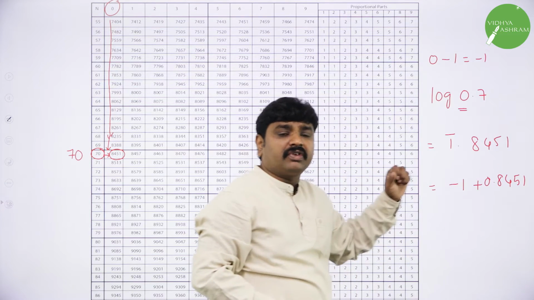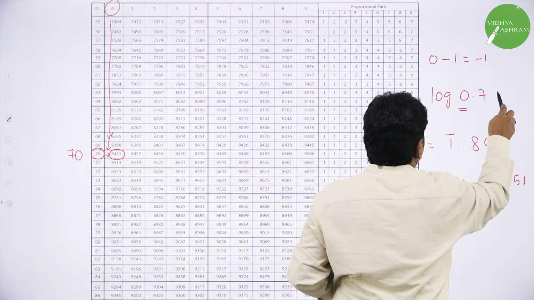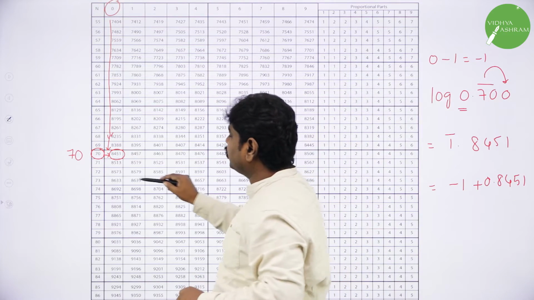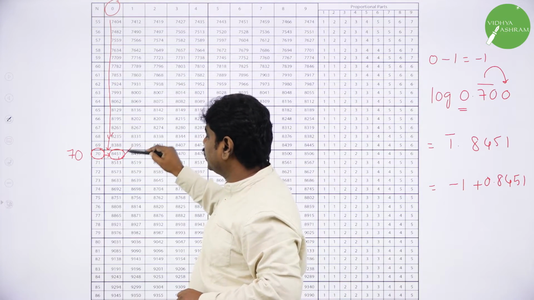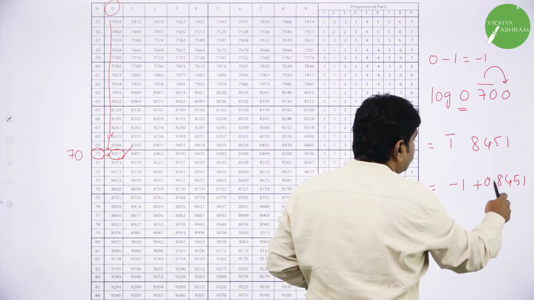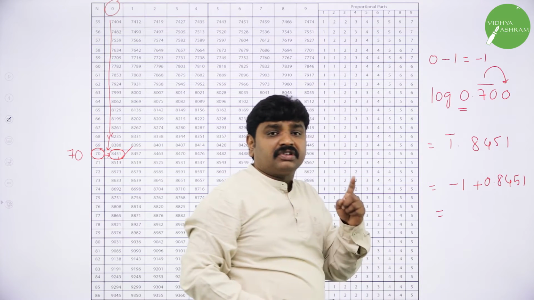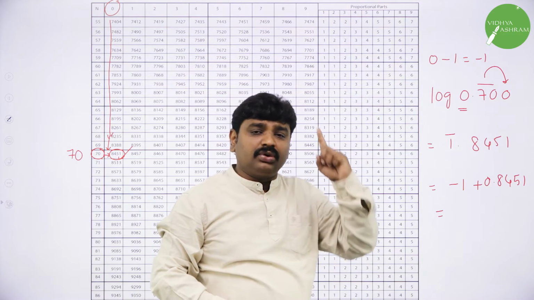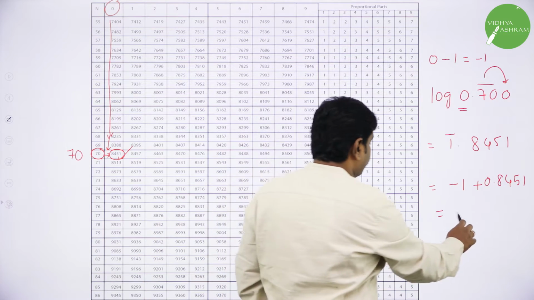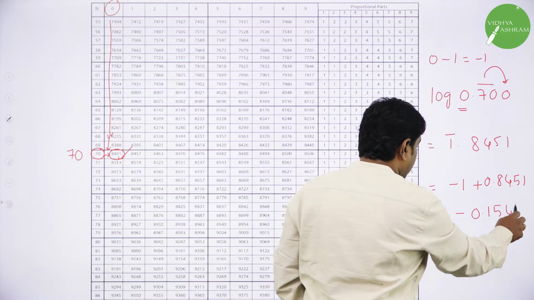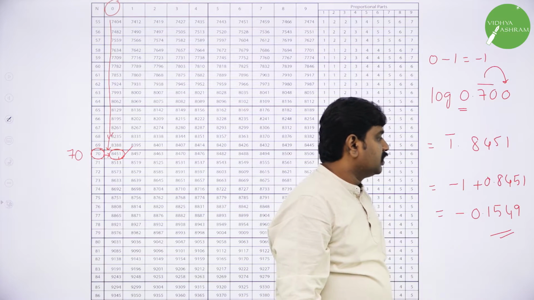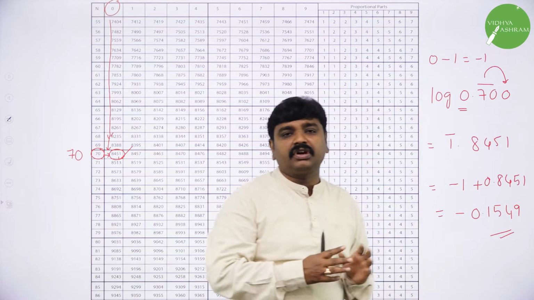From where did we get 8451? 70 under 0 means 70 is here, and under 0, if you see, you will get a number: 8451. So now simplify this: minus 1 plus 0.8451. You can use calculators and the log book, so use the calculator and log book and calculate carefully. Using the calculator, minus 1 plus 0.8451, you will get this. So this is the way to find log.